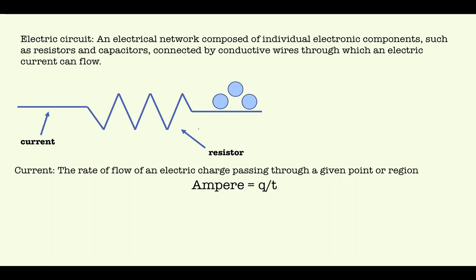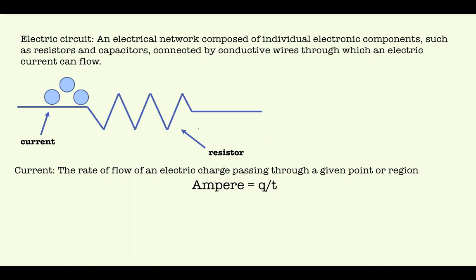Now, as we can see in this illustration, the electrons are going to flow from the right to the left. As the charges flow, this creates a current. And as the charges flow through the resistor, this creates a voltage. We will define both of those later.